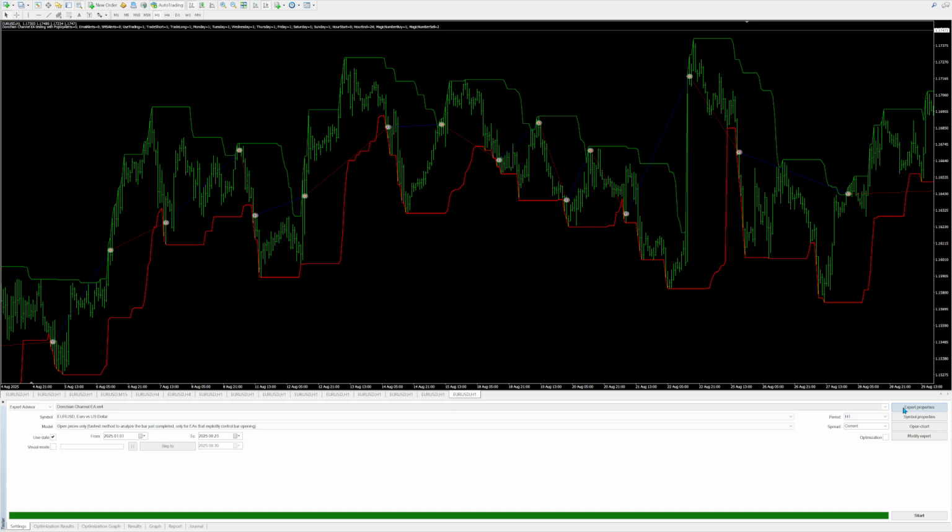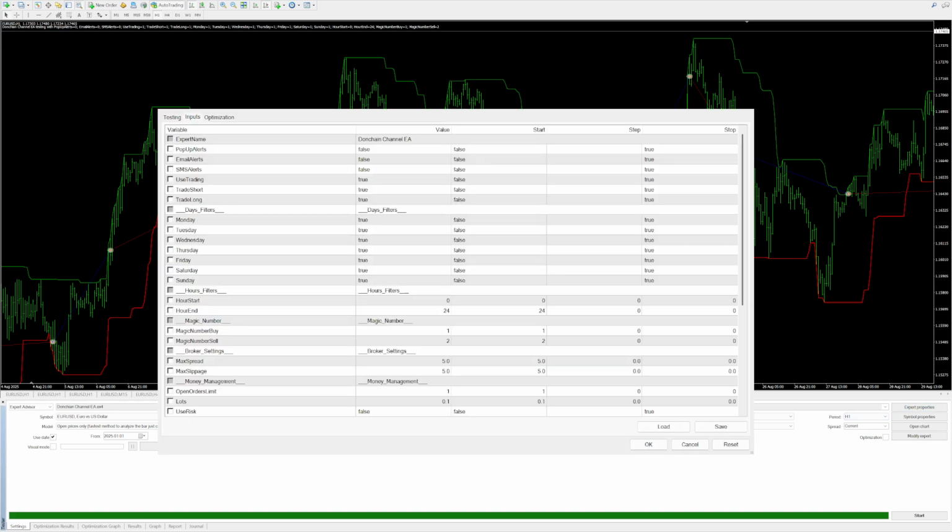Okay, so if we just go to the expert properties here, I'm just going to run through the various settings and different things that you can customize within the EA. So first you have the expert name. This is the name that will be displayed in the comments in your trading history.